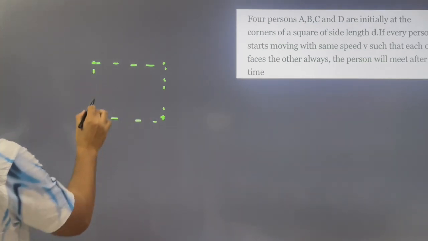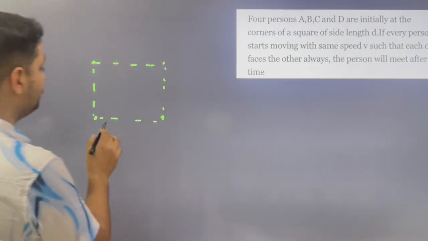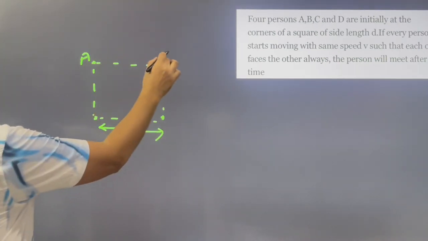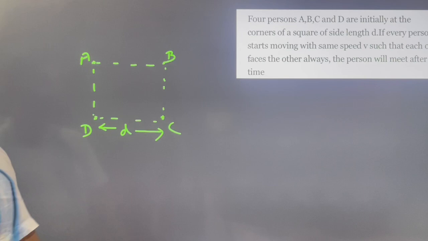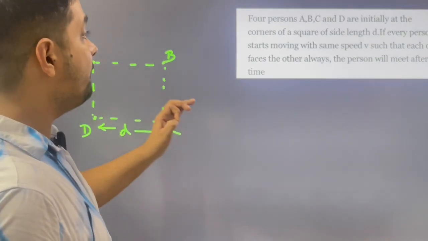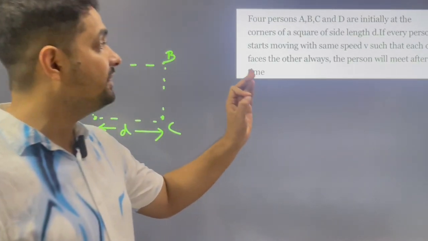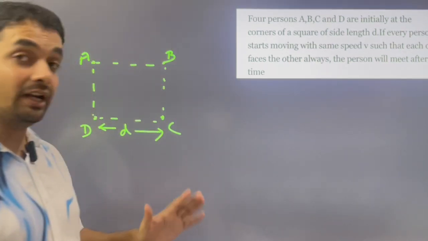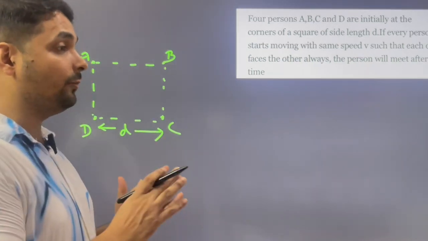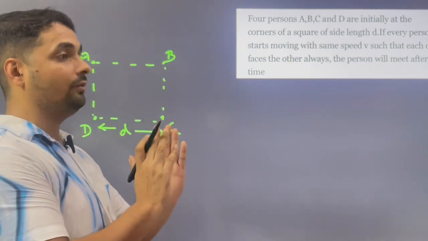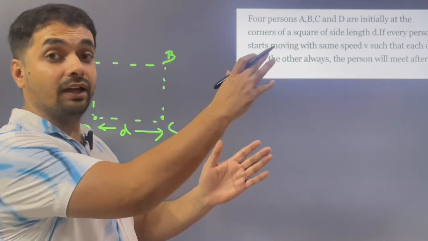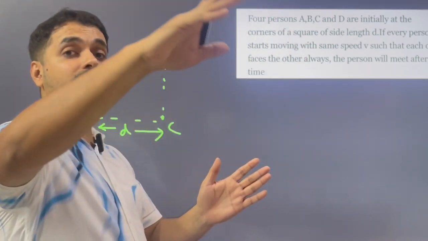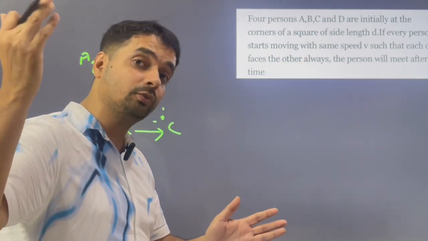Here this is the corner of the square, and the side length of the square is given, it is d. So this is A, B, C, D. Correct? And if every person starts moving with the same speed v, such that each one always faces the next person, that means whenever they are moving, for example, like this, I am, so my face is always towards the next person, the next person's face is always towards the third person, the third person's face is always towards the fourth person, and the fourth person's face is always towards me.